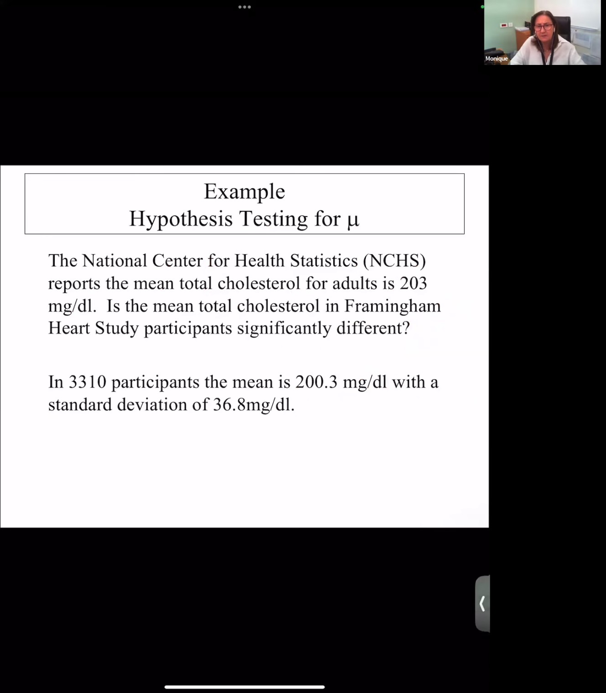So let's take the first example. The National Center for Health Statistics reports the mean total cholesterol for adults is 203 milligrams per deciliter. What's this 203 milligrams per deciliter? So they report, we can say they claim, that the mean cholesterol is 203 milligrams. So that's mu 0.